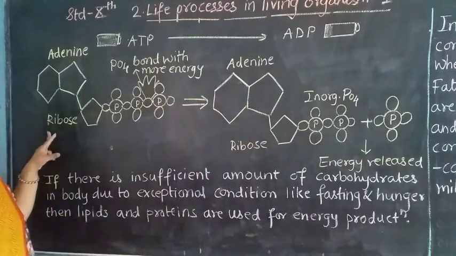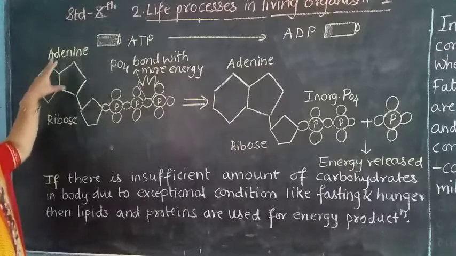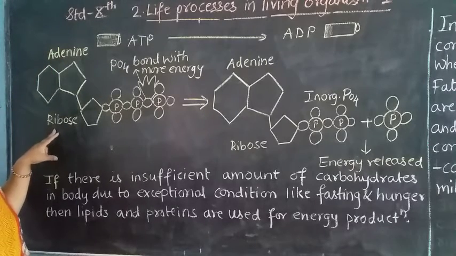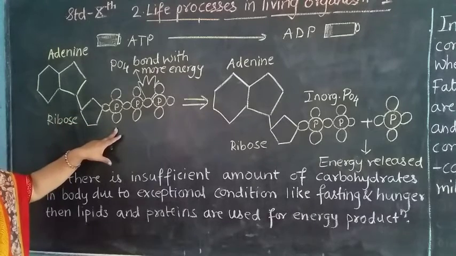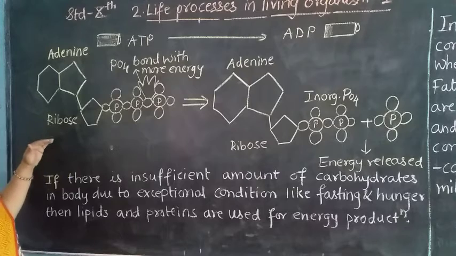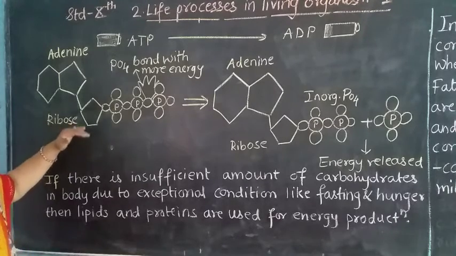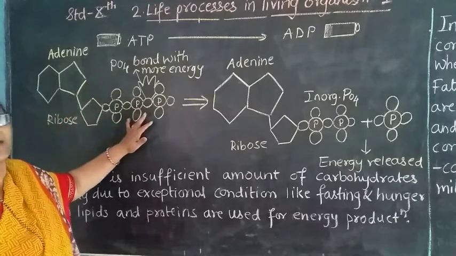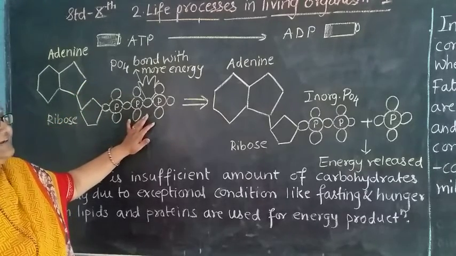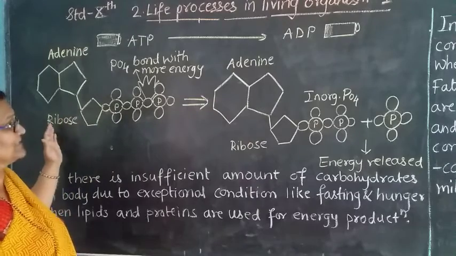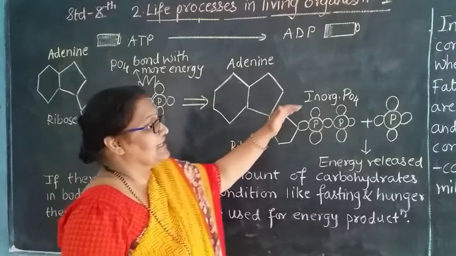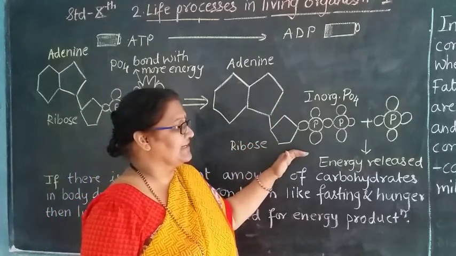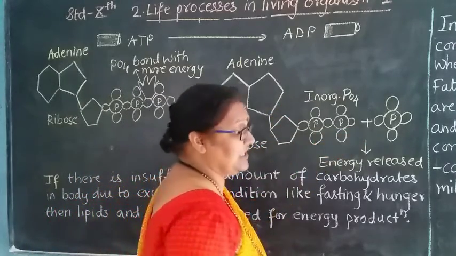This is an ATP molecule with adenine and ribose, and phosphate groups are there. So what happens whenever there is oxidation of this? The phosphate bonds are broken down with more energy, and we get the adenine, ribose and inorganic phosphate, and there is energy release.